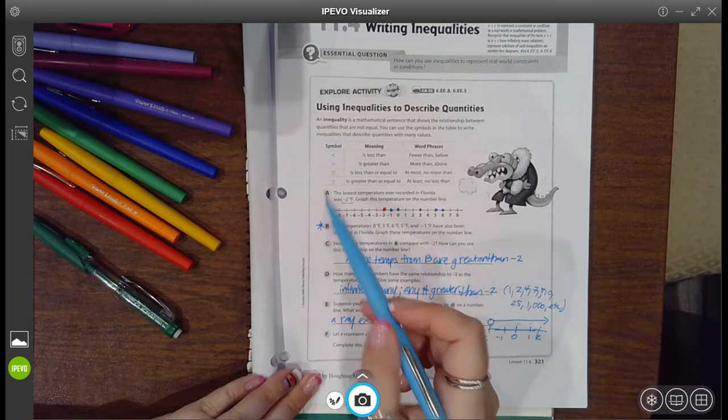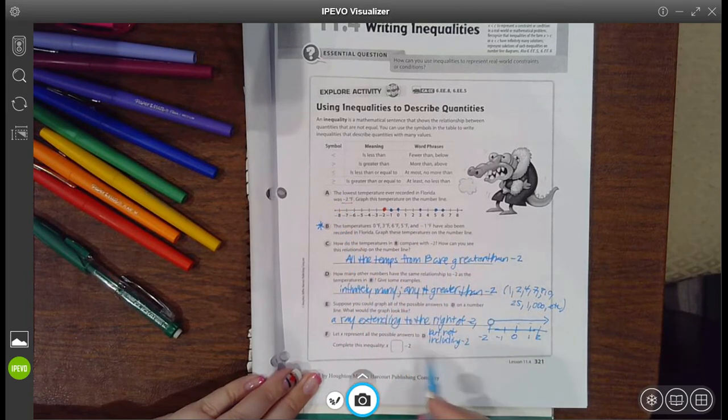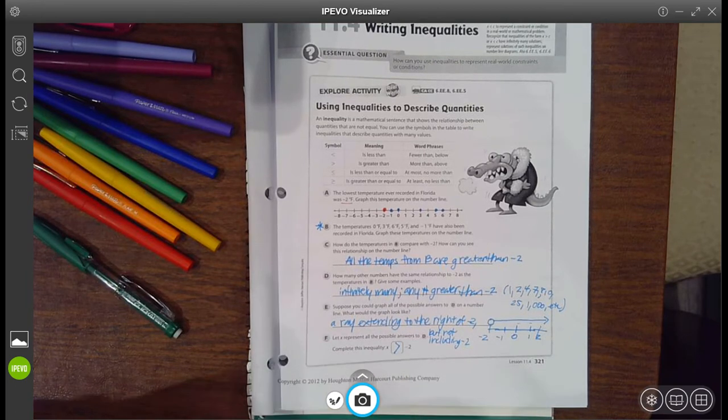Okay, and then it says let x represent all the possible answers to D. Complete this inequality. That's where we'd use one of these symbols. So we would say x is greater than -2. And it's not including that point, so we wouldn't do a line underneath. It's not greater than or equal to, it's just greater than -2. Okay, and that's some of the things that we're going to be exploring in this unit: writing inequalities and graphing them.